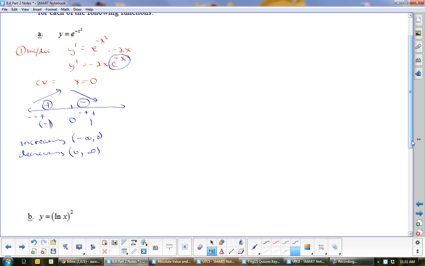Okay, we have a max at f of 0. If we put 0 into the original equation, we'd have e to the 0, which would equal 1. So we found, here's my increase and decrease for number 1. Here's my max they wanted for number 2.